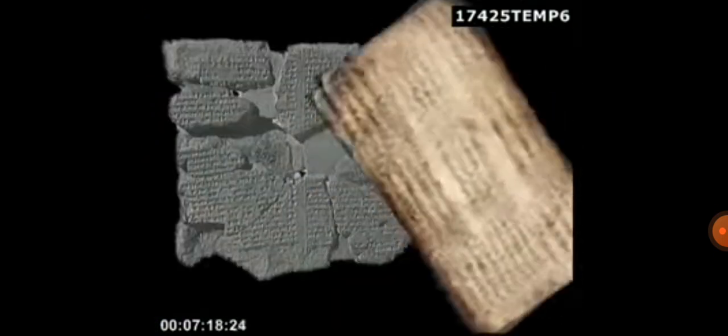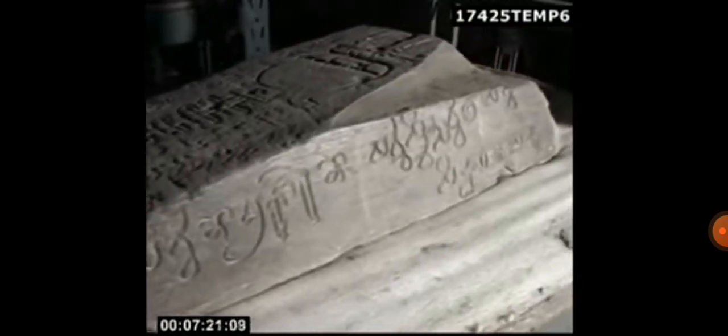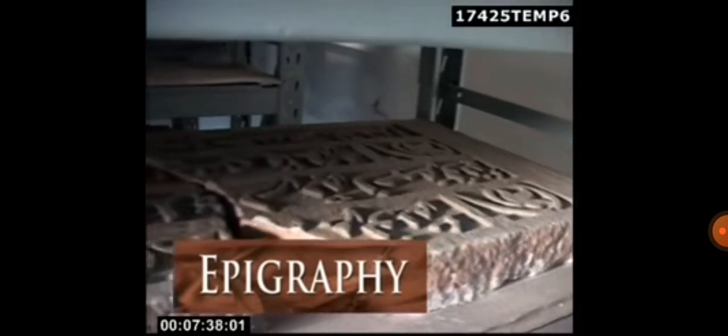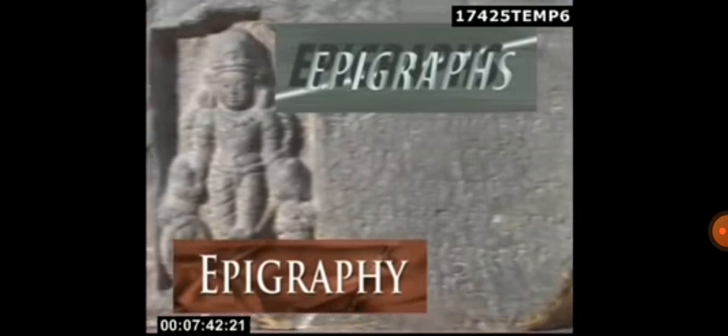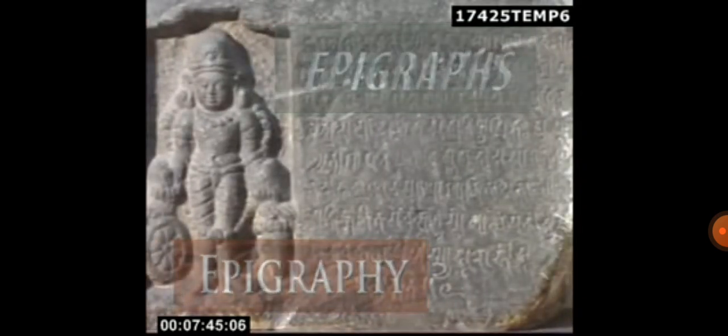Then people started writing on stones, metal, clay, wood, and whatever surface they found suitable. These are called epigraphs. Epigraphy is the discipline that deals in epigraphs. In this program, we shall deal with Indian epigraphy.